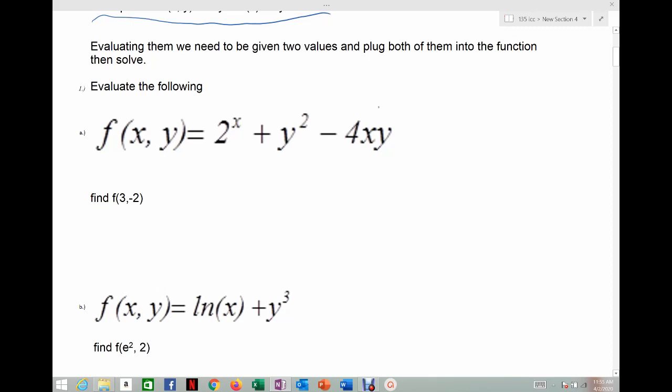So here's my function f of xy, 2 raised to the x, y squared minus 4xy. We want to find the value at 3 and negative 2. So the x value is 3, the y value is negative 2, and those are my inputs. So f of 3, negative 2, just make sure you're careful. Plug in the 3 for the x, the negative 2 for the y.